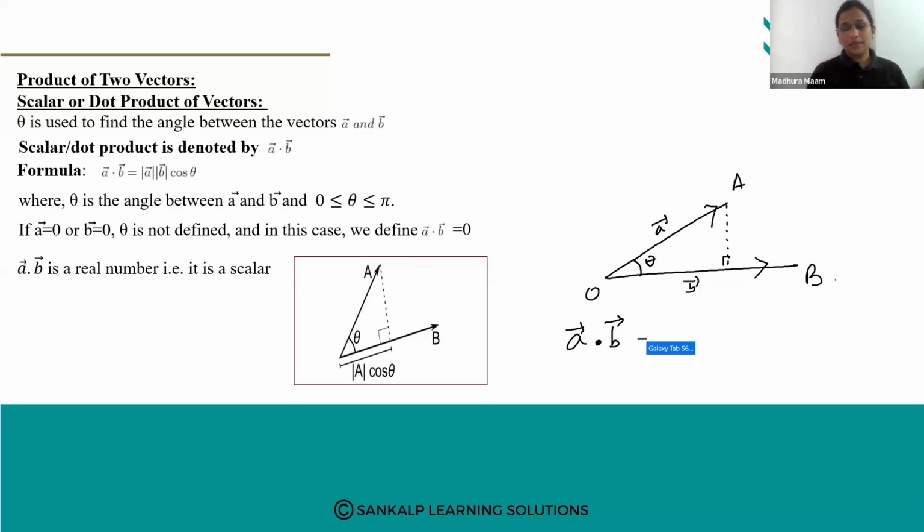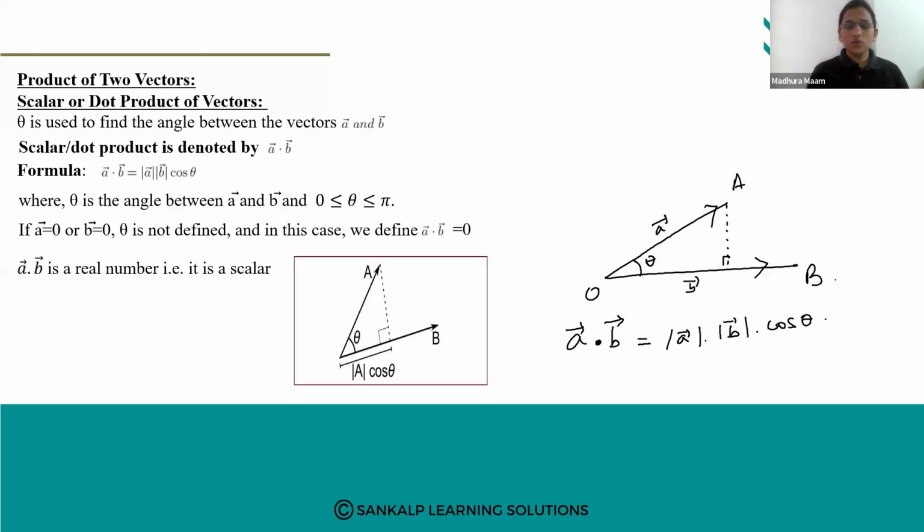What will the multiplied answer be? It will be magnitude of A into magnitude of B into cos theta, where theta is the angle between the vectors A and B. So the scalar product is given by magnitude of A into magnitude of B into cos theta, theta being the angle between A and B. And theta is the angle which lies between 0 to pi always.